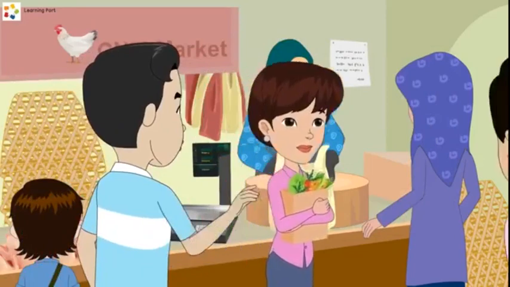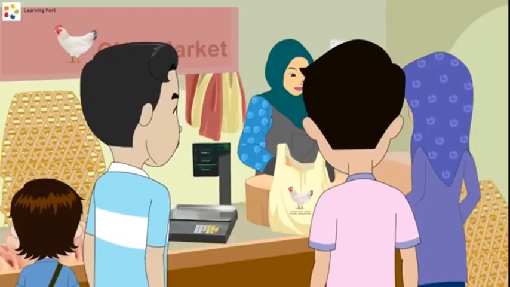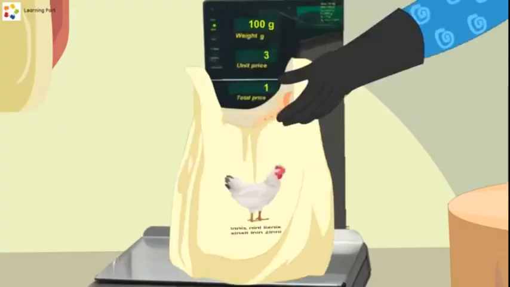Jeff and Michael are at the market to buy chicken meat. They need 0.5 kilograms of chicken meat. The vendor gives them 500 grams of chicken meat. Michael wonders if 0.5 kilograms is the same as 500 grams.